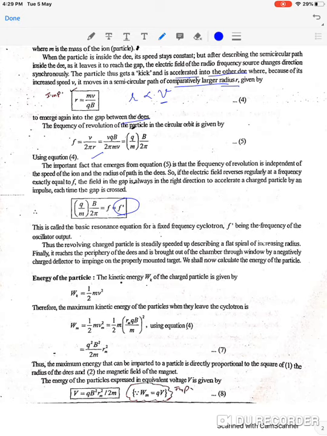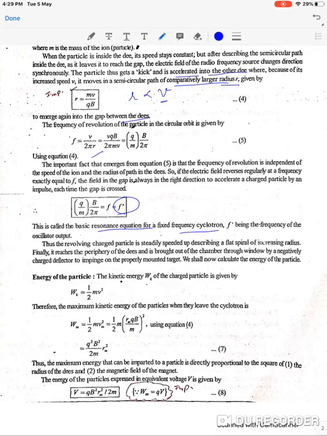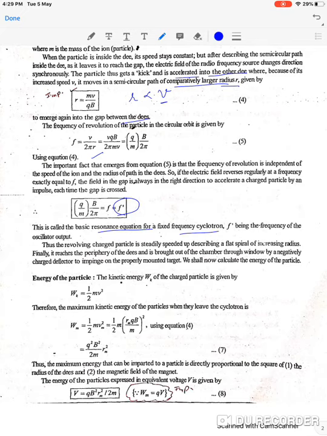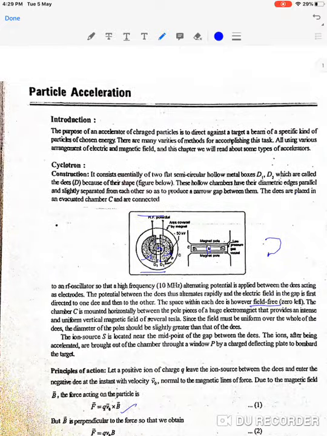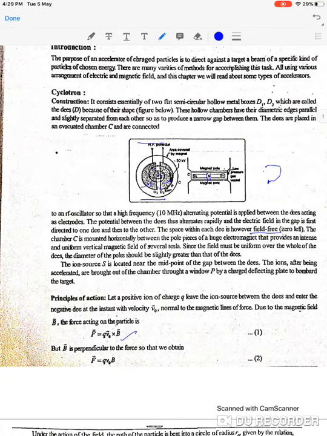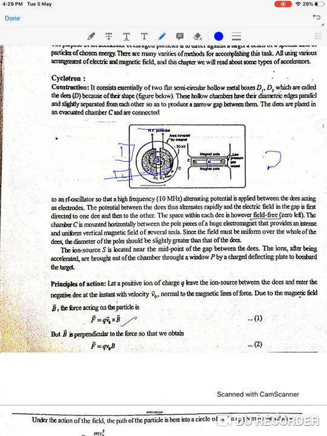Okay, so this is also known as the resonance equation for a fixed frequency cyclotron. So this is your cyclotron, and when you need to target the particle, you can have a particular arrangement. You can use a particular target anywhere here, and when this is just about to leave, or here, and this is about to leave from here, then you can target the particle on this.